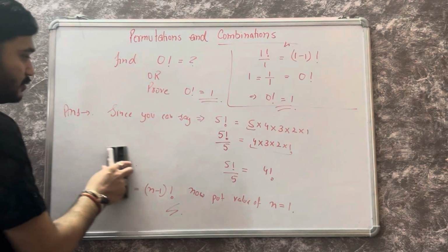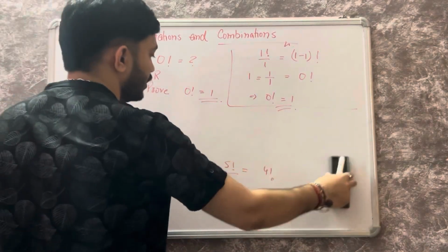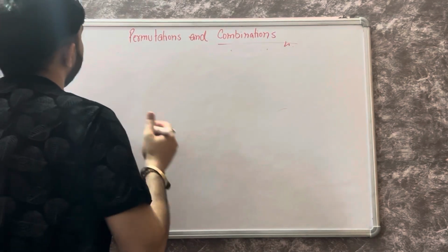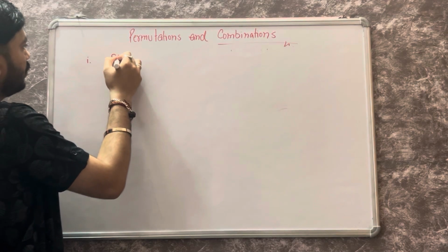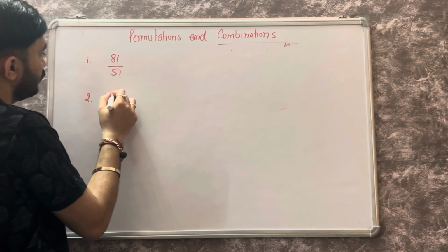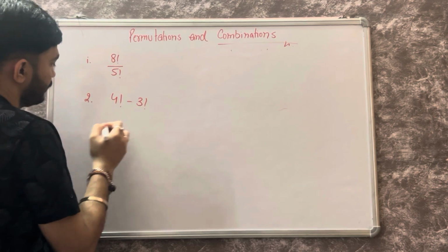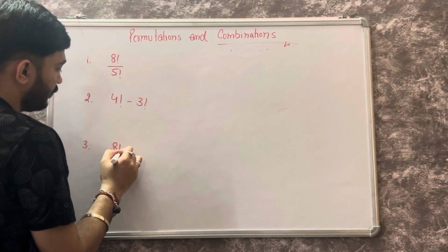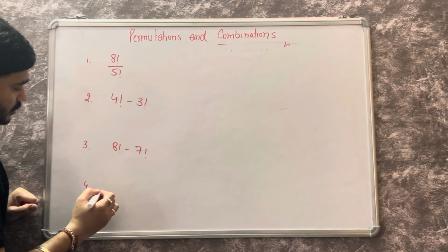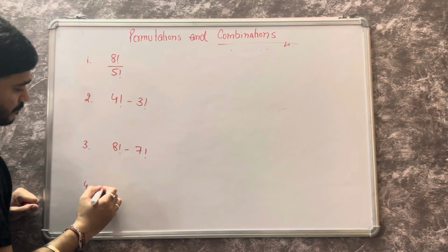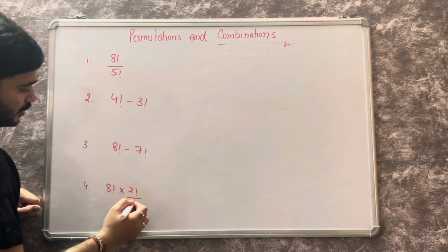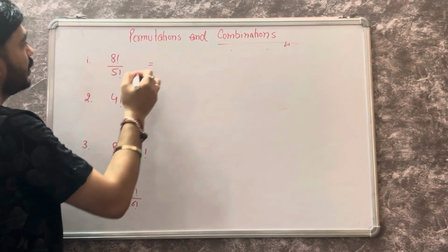Now let us solve some questions based on factorial. What if someone has asked you how to solve 8 factorial upon 5 factorial? Second, find the value of 4 factorial minus 3 factorial. Third, find the value of 8 factorial minus 7 factorial. And fourth, find 8 factorial into 2 factorial divided by 6 factorial. Okay, how are you going to solve it?